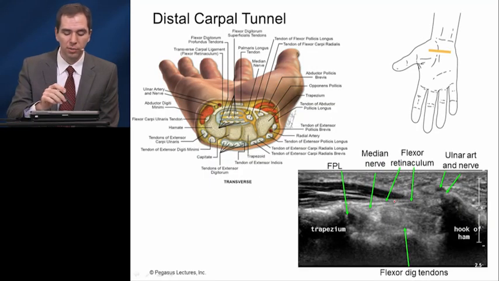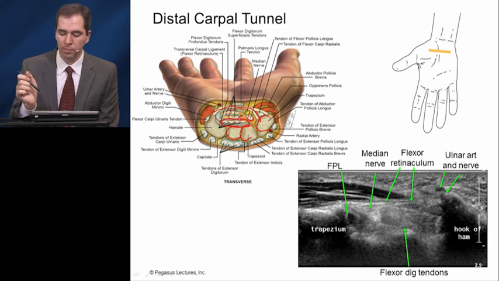Within the distal tunnel, it's the distal carpal row that forms the floor of the tunnel. So we have the hamate, the capitate, the trapezoid, and the trapezium. The flexor retinaculum runs from the hook of the hamate to the trapezium, and then the median nerve lies between the FPL and the FDS tendons, and the FDP tendons are in a similar location.